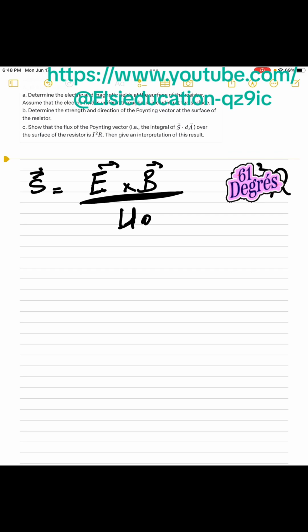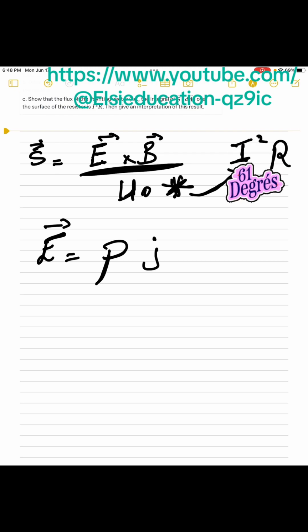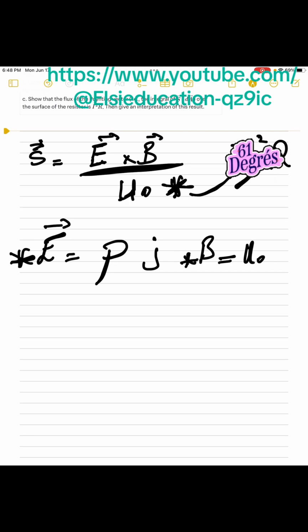So I'm going to tell you how I came up with this from this formula. We know the Poynting vector, or let's say I'm going to divide it by one side. The electric field is equal to the resistivity multiplied by the density of the current, and we know the magnetic field is equal to the constant multiplied by the current divided by the area.